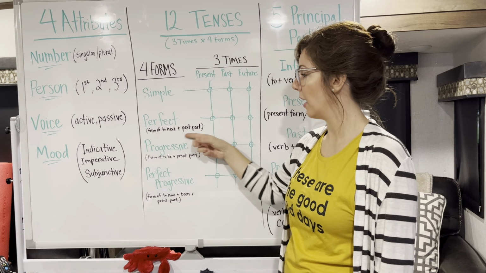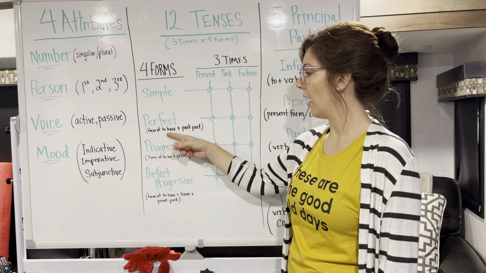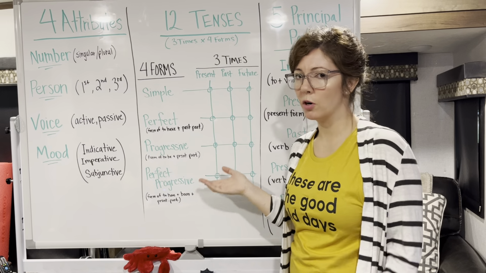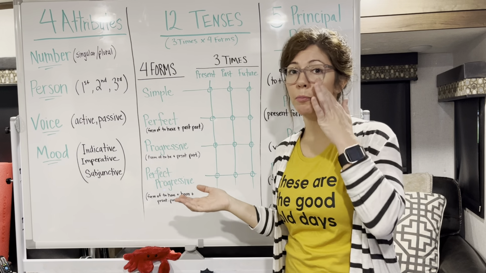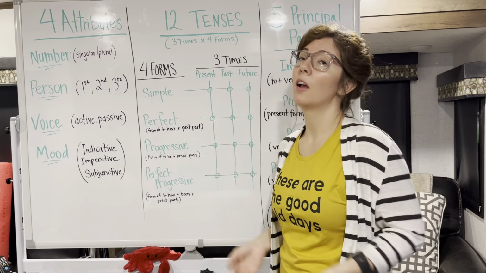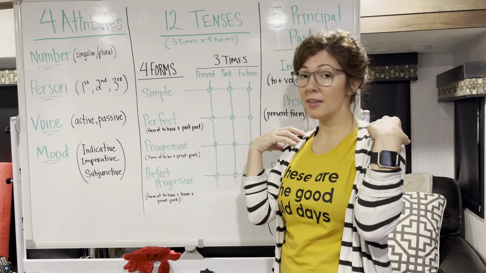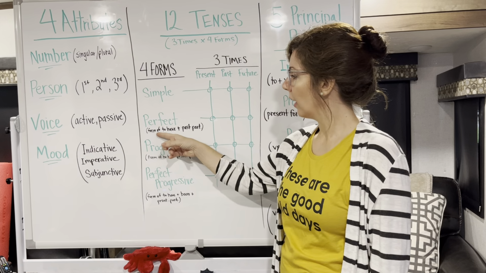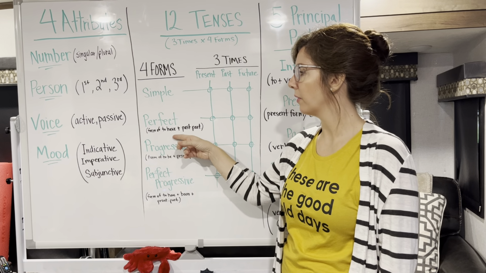Now if we move down to perfect, we've got a little bit of extra going on here. What does this say? A form of to have plus a past participle. Well, what's a past participle? A past participle is a verb plus ed. So we know we're going to have a verb plus ed, and then a form of to have.